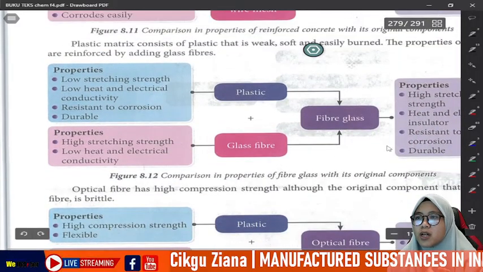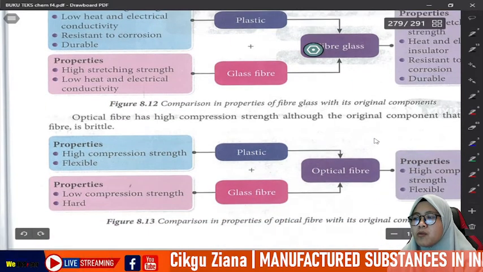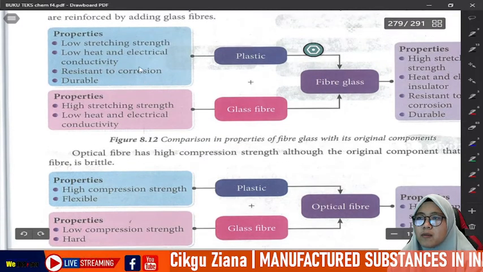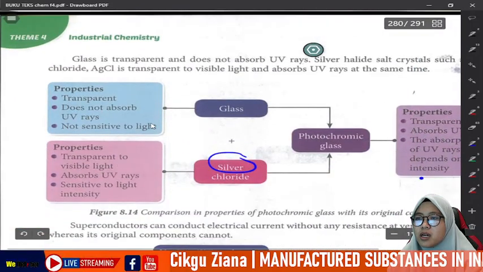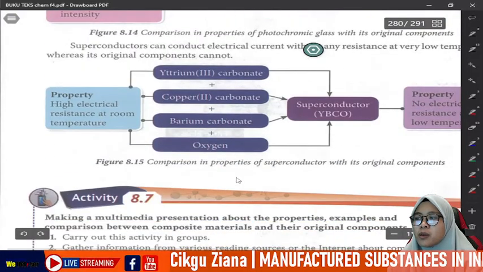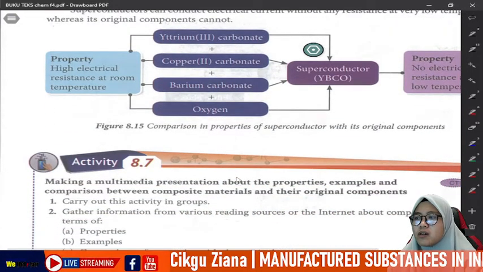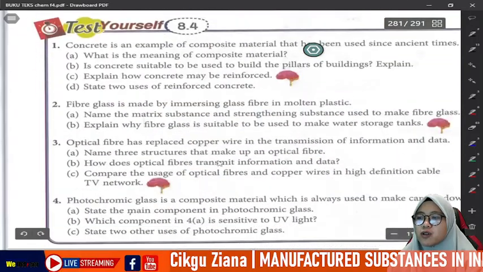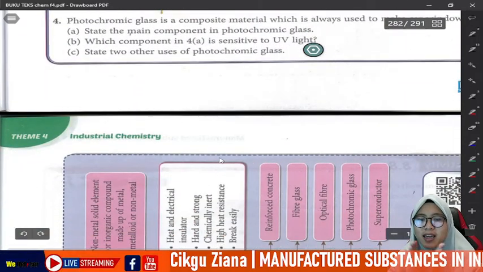A plastic matrix is the same; we use it as fiberglass. For optical fiber: fiberglass, plastic and glass fiber, each with its own properties. This is photochromic glass and silver chloride. And this is superconductor: no electrical resistance at low temperature. So that's all for chapter 8. We have finished. Congratulations, everyone.